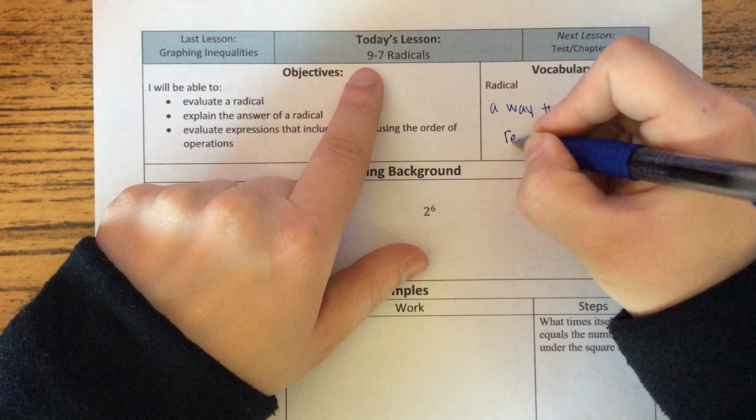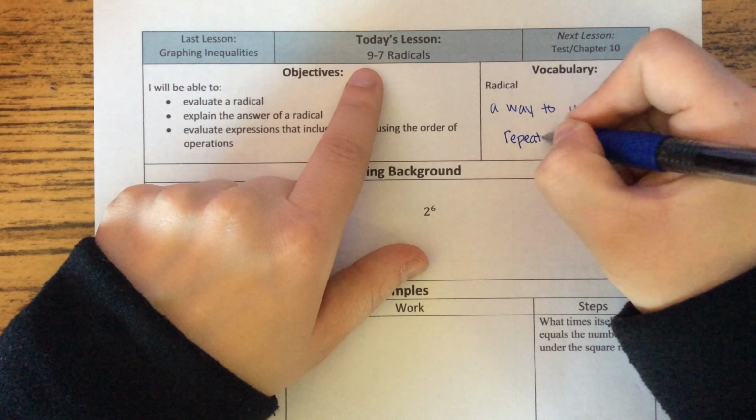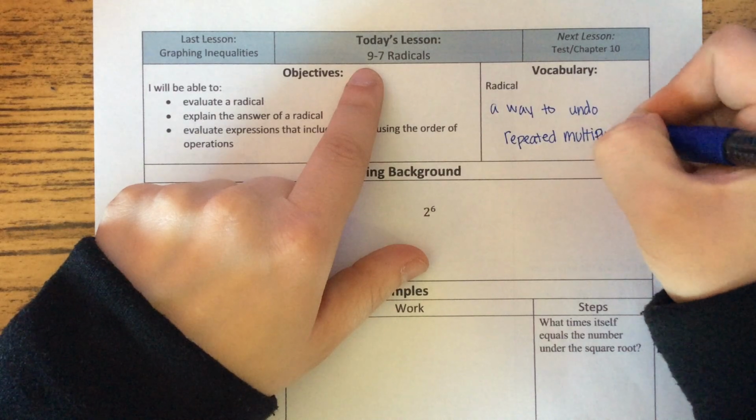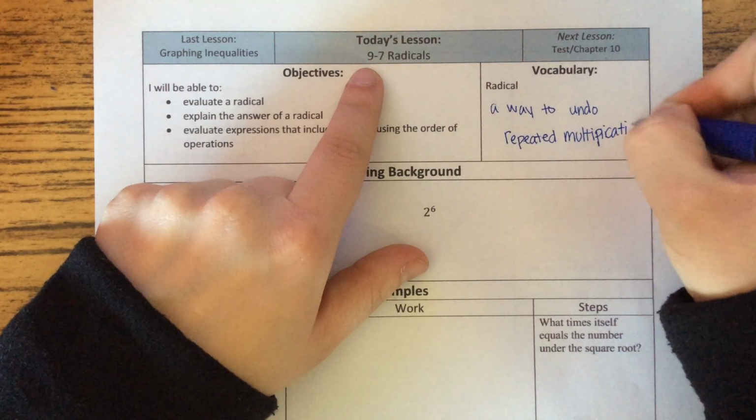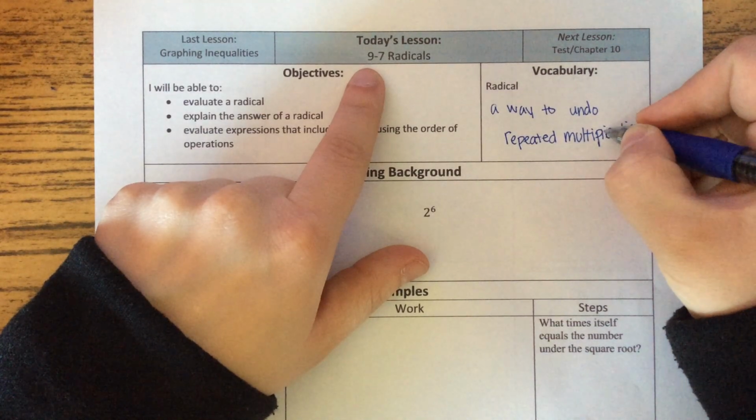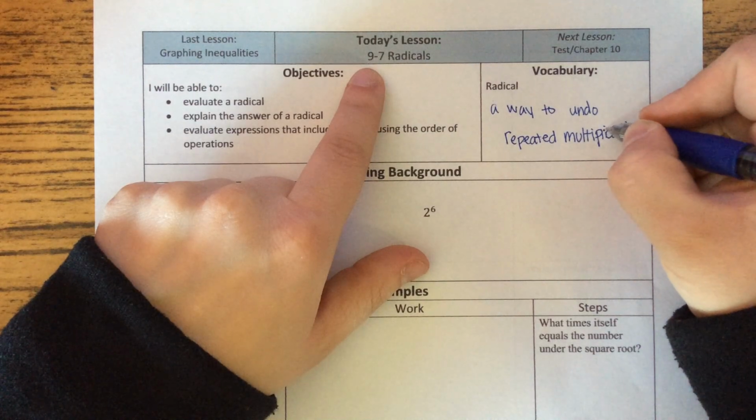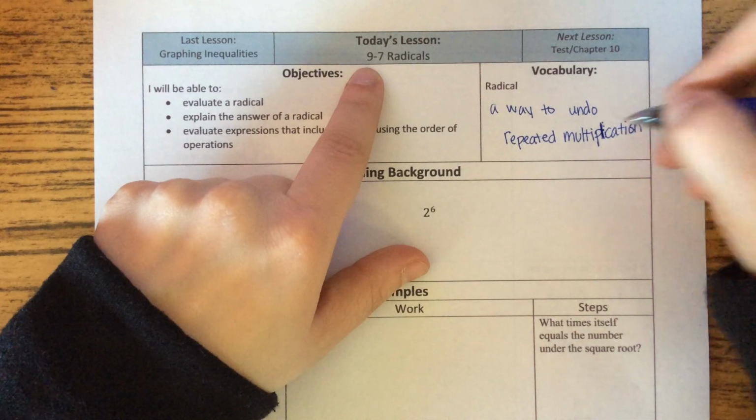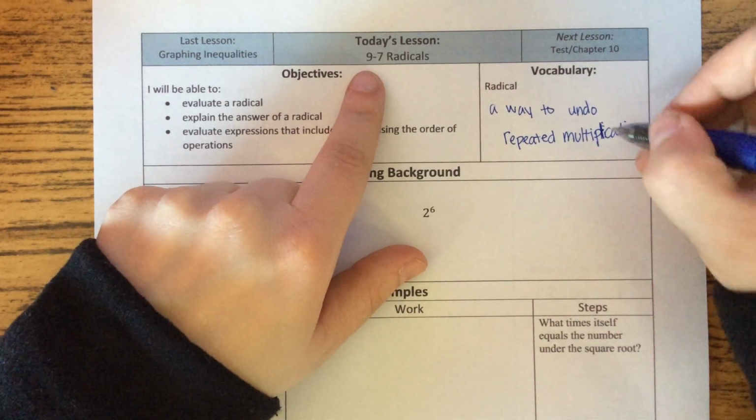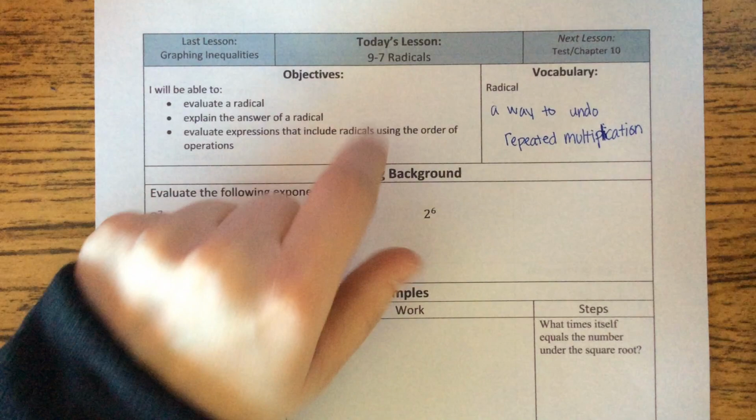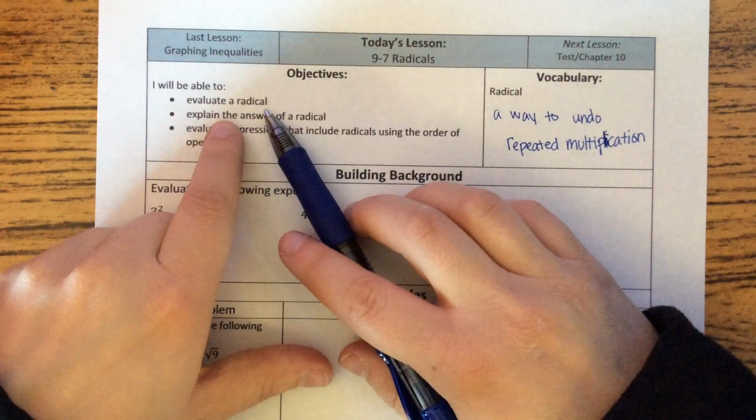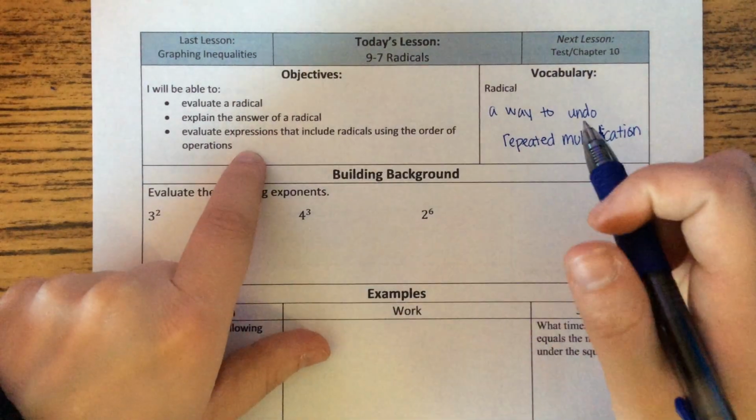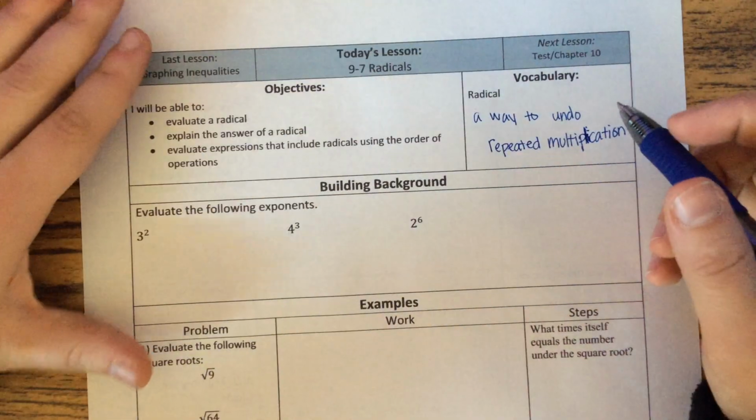Repeated multiplication. A way to undo repeated multiplication. That's an L. How do you spell multiplication? Here's an I there too. Cation. You got it. Okay, so we're going to be able to evaluate a radical, explain the answer, so why is it, and evaluate the expression that includes radicals and the order of operations.